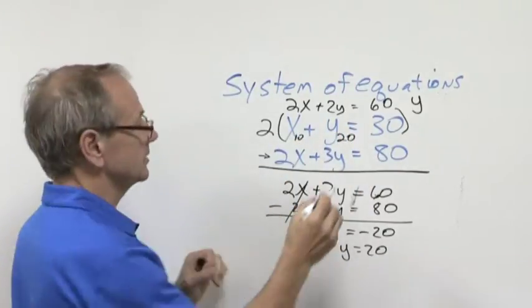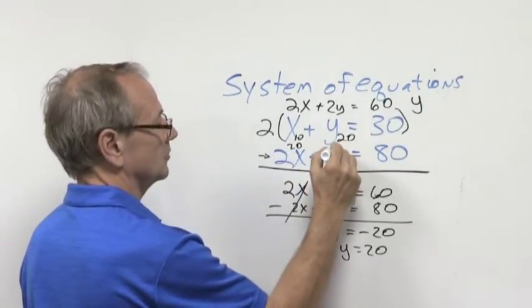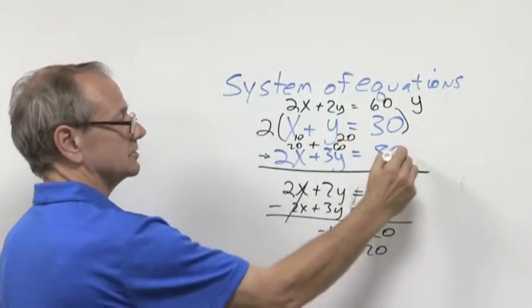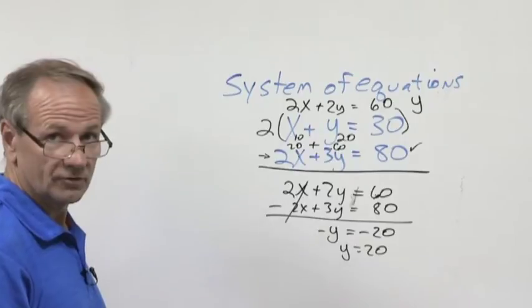You could try it in the next equation. 2 times 10 would be 20. 3 times 20 would be 60. 60 plus 20 would be 80, so it checks. I wanted you to see that's one way of working it.